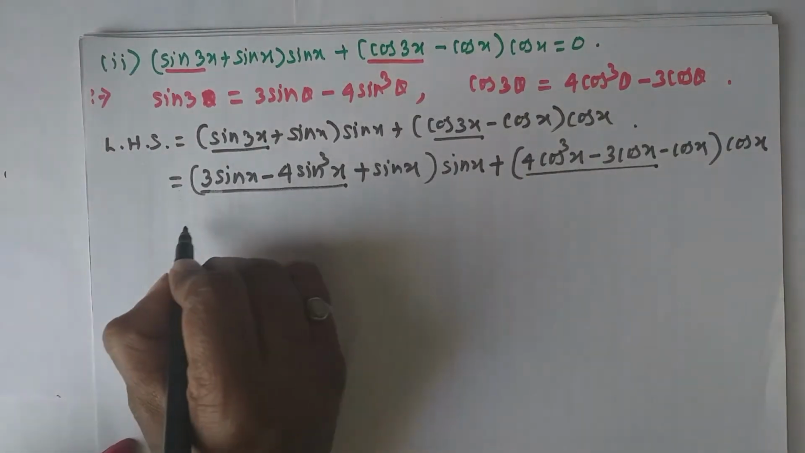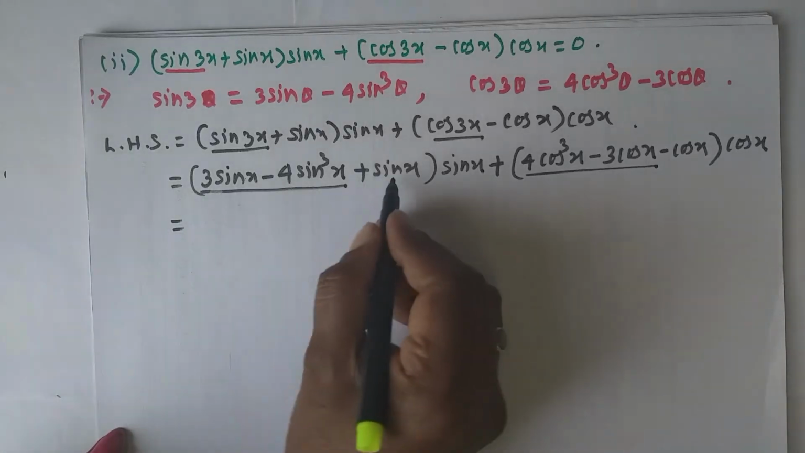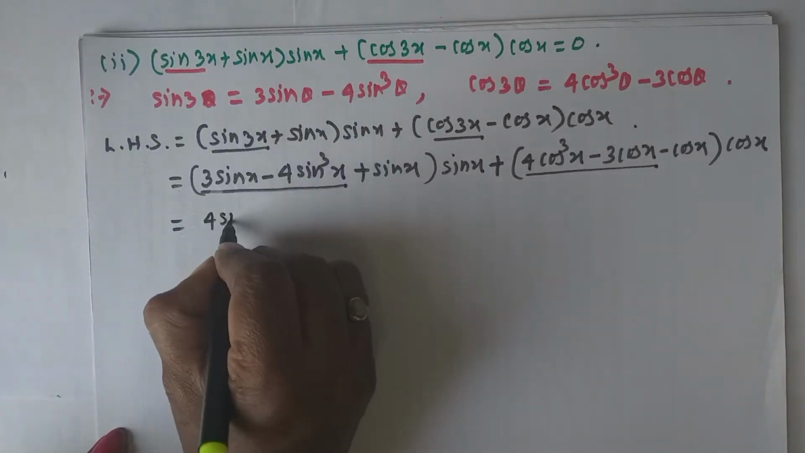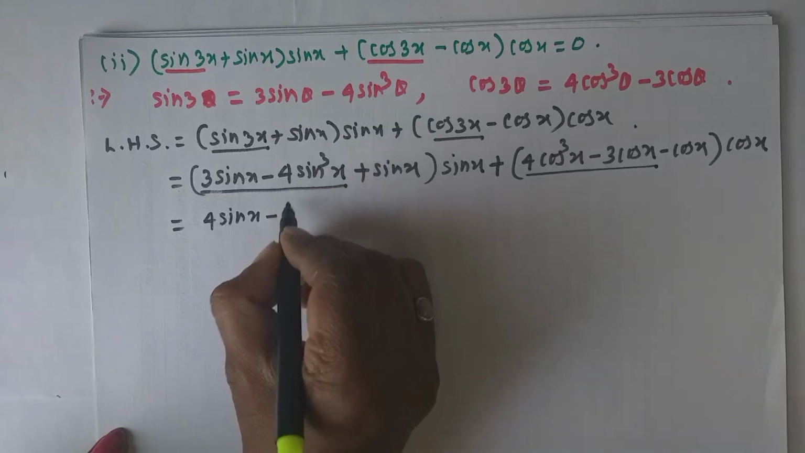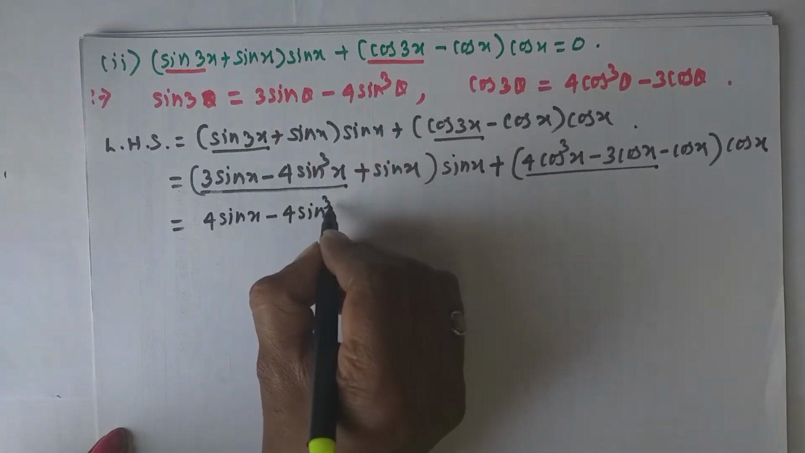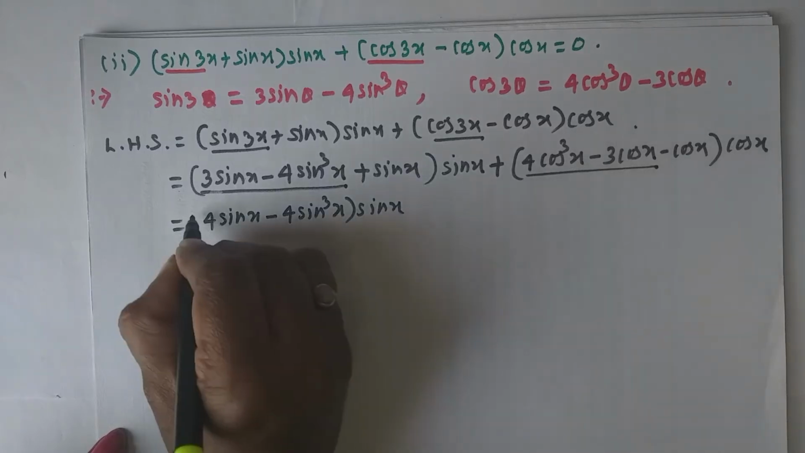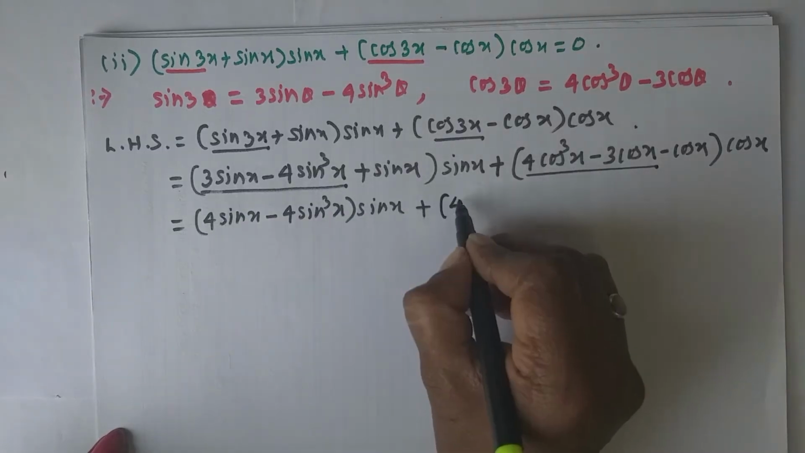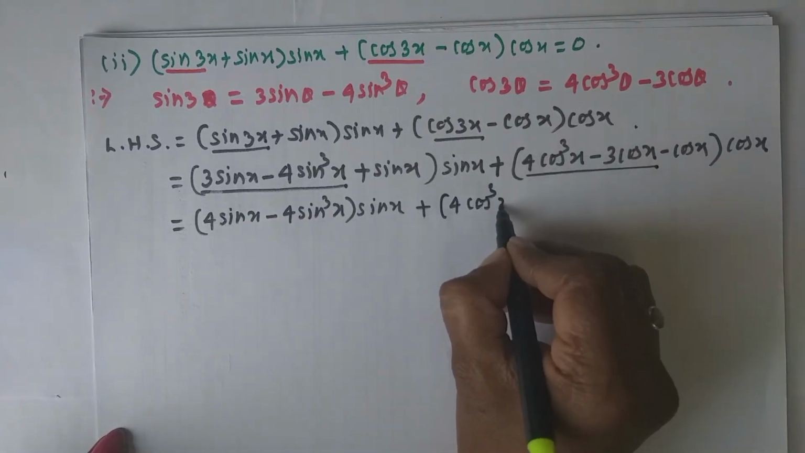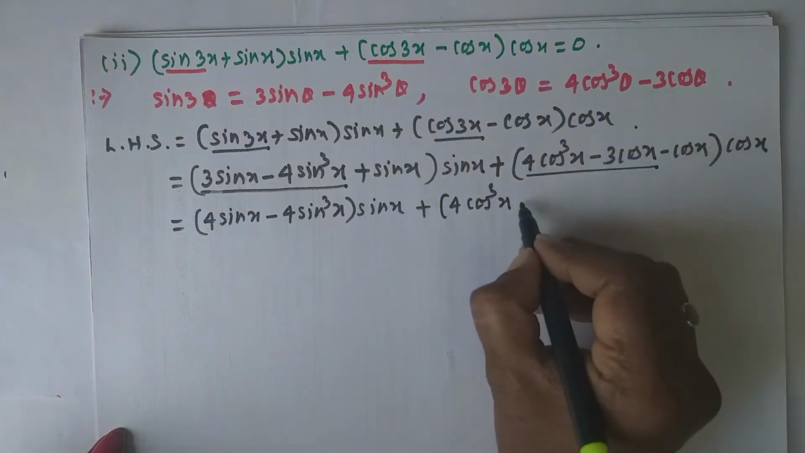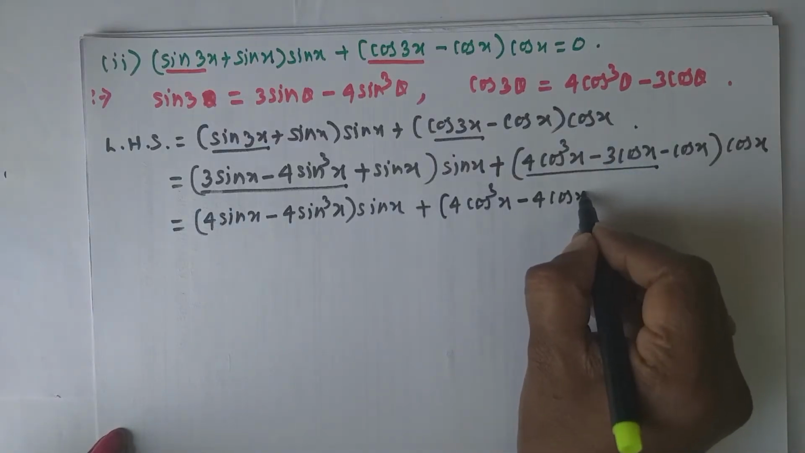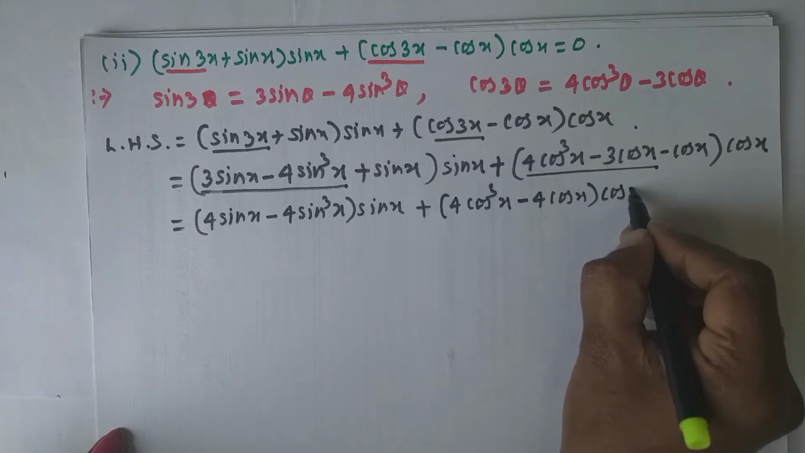After simplification, what will be this? 3 sin x and this sin x will be 4 sin x minus this 4 sin cube x. Okay. And outside the bracket is sin x. Now again simplify this. This is 4 cos cube x minus 3 minus 1 minus 4 cos x. And outside the bracket is cos x.